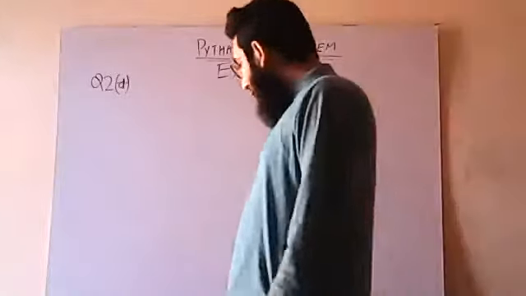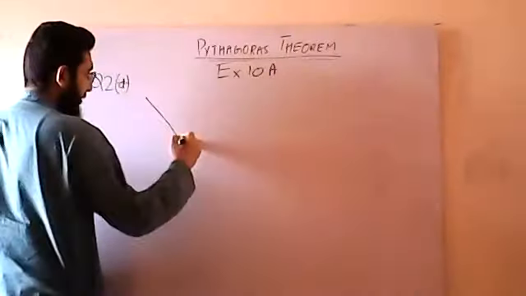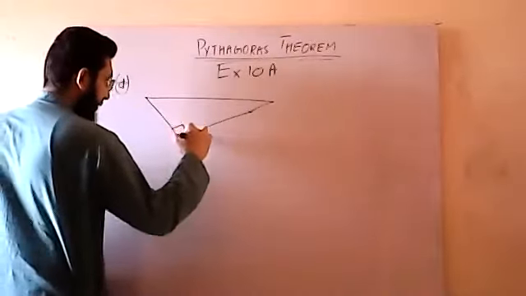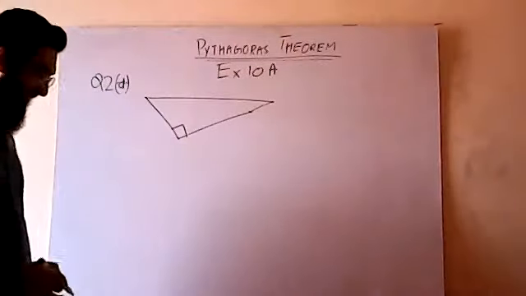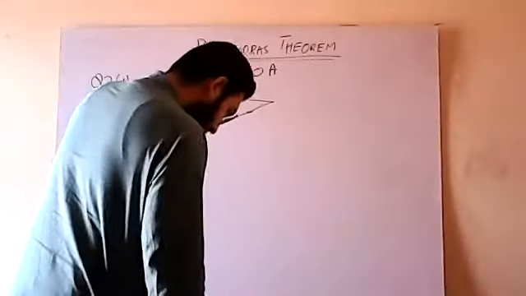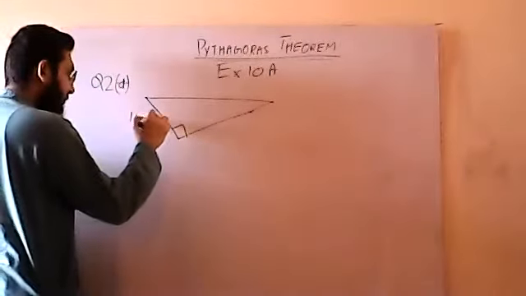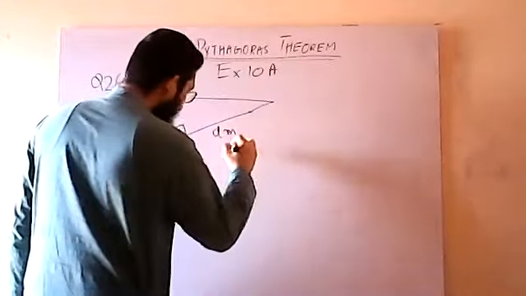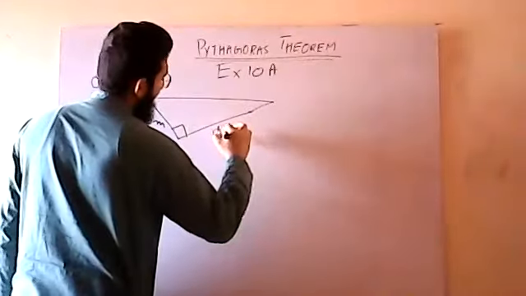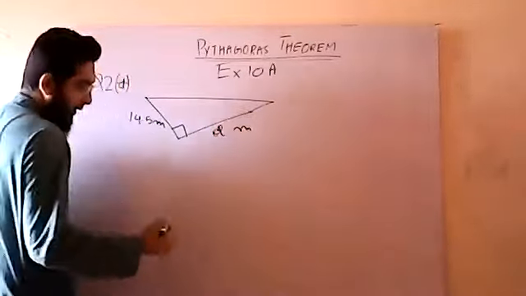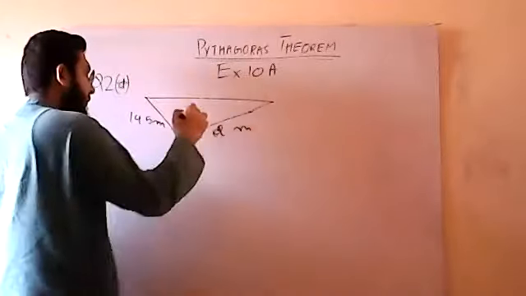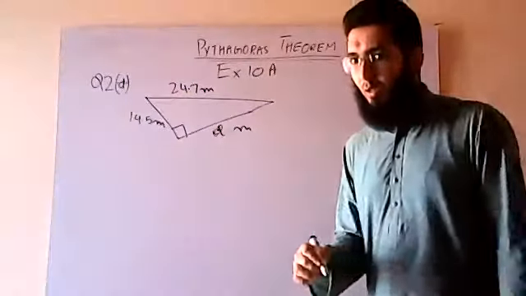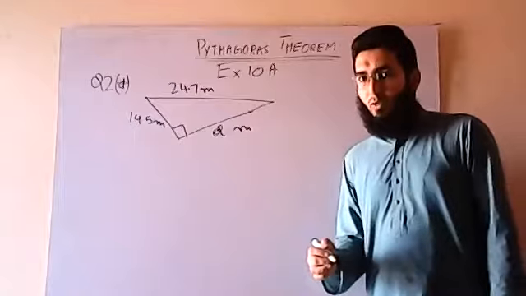Okay, for example, the question is a right angle triangle. Sorry for the pathetic drawing, but it is how it is. Here, one side is 14.5 meters. The other is d meters, and the last side is 24.7 meters. Up till now, we were calculating the hypotenuse of the triangle.